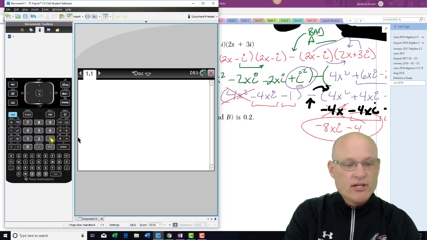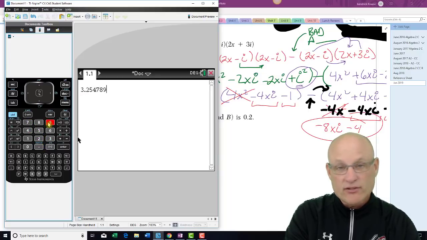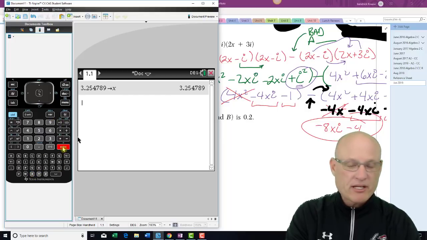So here's how you're going to do it. You're going to take 3.25478.9. Really doesn't matter. We're going to store that into x. You can pick any obnoxious number you want. Just don't pick a very big number. Just pick a decimal like 3 point something, 4 point something, something kind of small. And then we're going to type in the original.